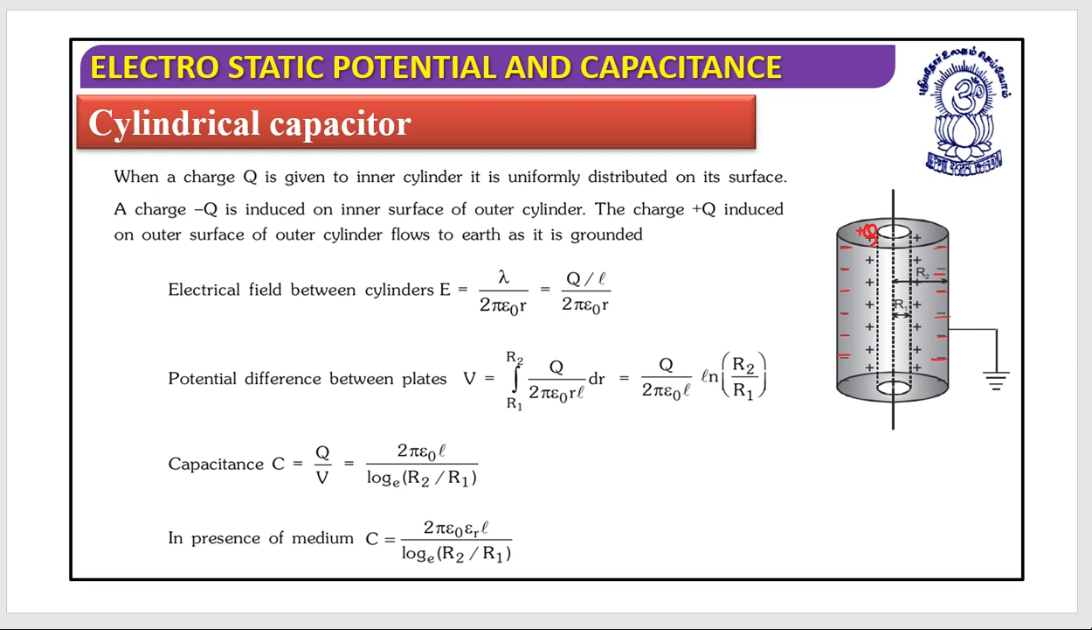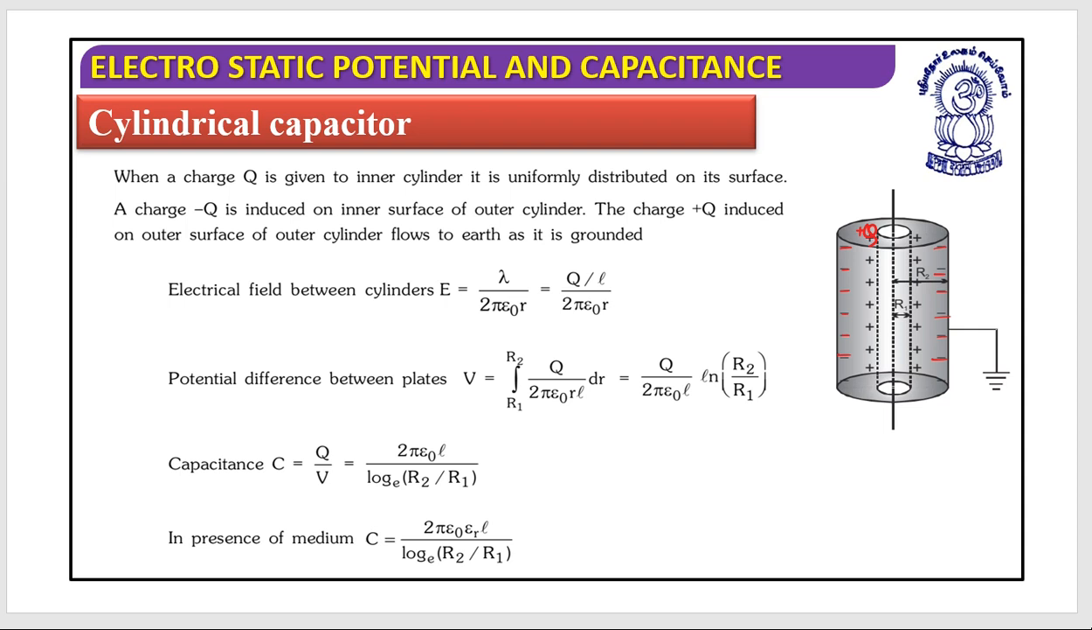On the outer surface of the second conductor, a positive charge would be induced. But as I have connected the outer cylinder with the ground, I assume that charge has gone through the ground. So my construction should look like this. I hope this is clear.